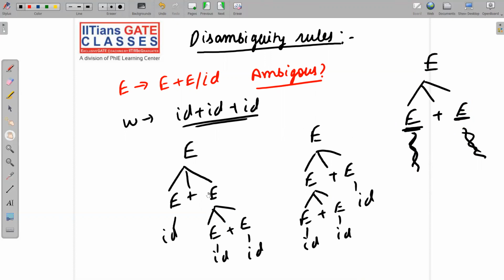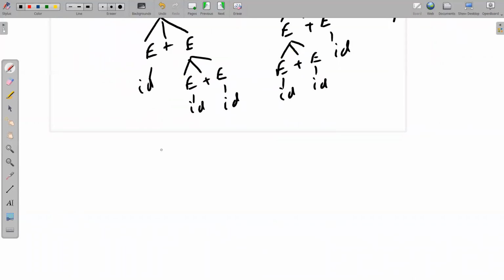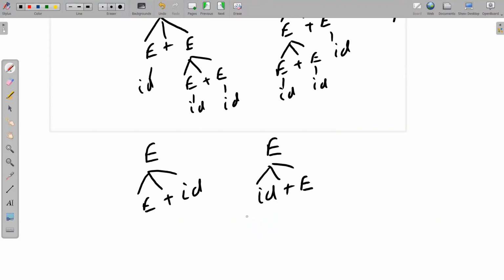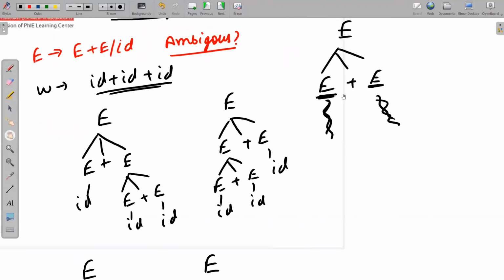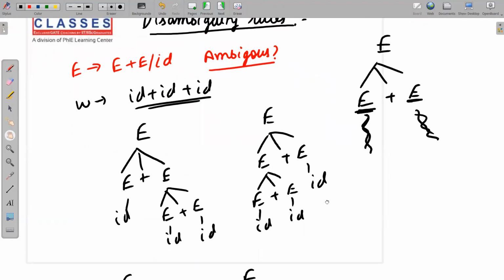So directly, indirectly, what I want to say is, please note it down carefully: you just stop one path. That means you say E plus ID, or you say ID plus E. Now see here carefully, we have only one path here, and here also only one path. This path has been stopped, and here also, because we have ID, and ID cannot be expanded. So we were having two paths, and now we have stopped one path. I hope I have made the point clear to all of you.